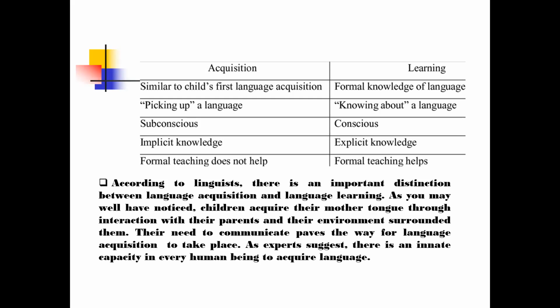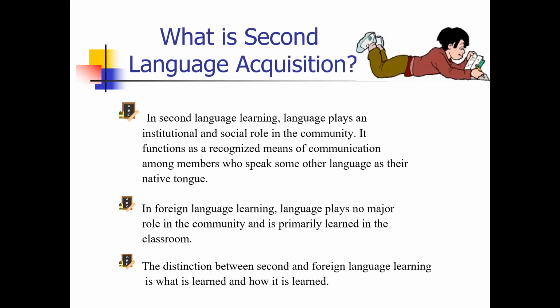Refers to the language. There is an important distinction between language acquisition and language learning. As you may well have noticed, children acquire their mother tongue through their interaction with their parents and the environment around them. Their need to communicate paves the way for language acquisition to take place. As experts suggest, there is an innate capacity in every human being to acquire language. Next slide, please.